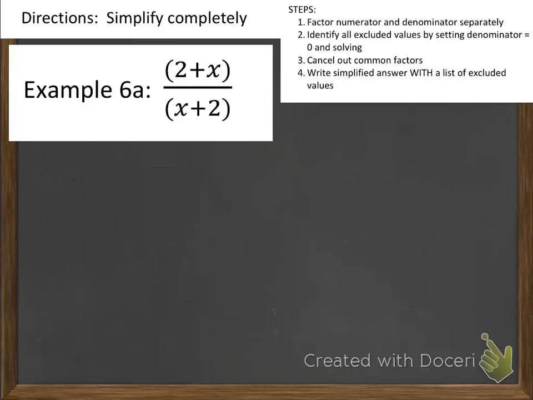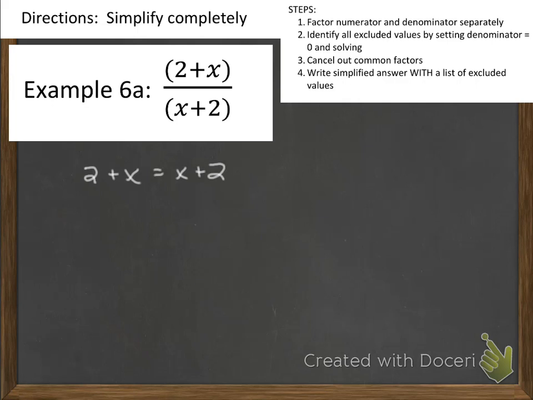Look at this next example. So we have 2 plus x divided by x plus 2. There's nothing really to factor here, but can we rewrite these expressions? Well, remember, addition is commutative. What does that mean? It means that I can rewrite 2 plus x as x plus 2.